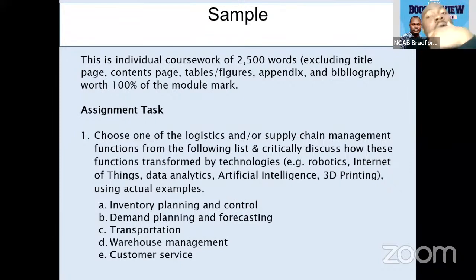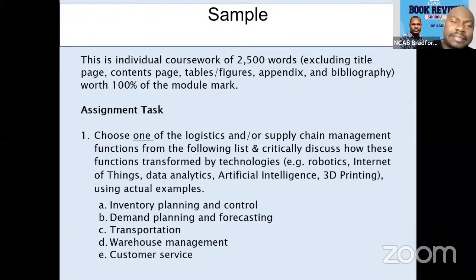And this is how an essay will look. This is not a report now; I'm going to show you a sample of a report. This is an individual coursework of 2,500 words, excluding the title page, content page, table of figures, appendix, and bibliography, worth 100% of the module mark. So this is a good example of an essay.